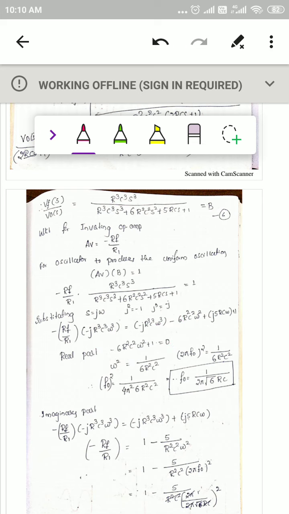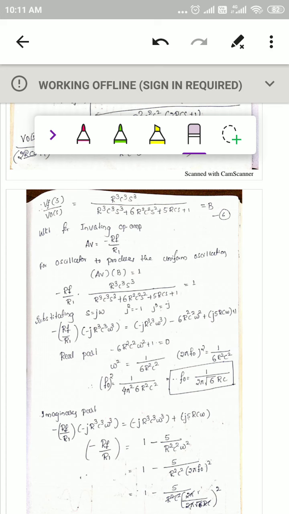So simplify the real part. You just keep omega as it is. You send this to this way, that is 6 R square C square omega square is equal to 1. So omega square is equal to this one. And omega is what? Omega is 2 pi f naught. So f naught square is equal to 1 divided by 4 pi square into 6 R square C square. So f naught is equal to 1 divided by 2 pi root 6 into R into C.